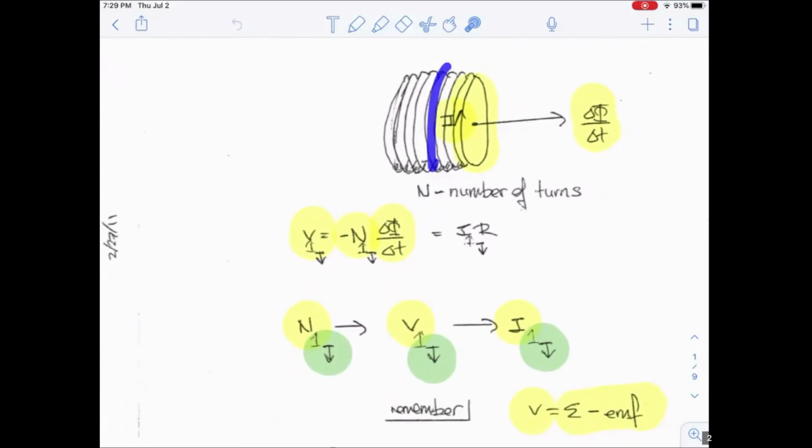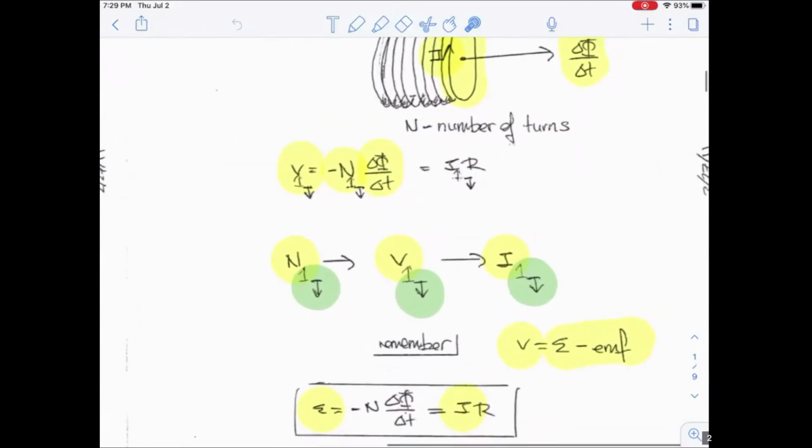If you add like 10 loops, the amount of current that you're going to generate is going to go up by 10 times. So all of a sudden, you notice that by increasing the number of turns, you can increase the voltage, you can increase the current. By reducing the number of turns, okay, let's back up.